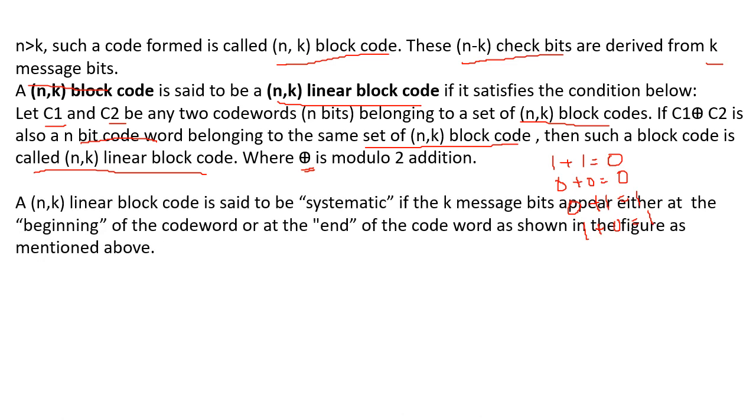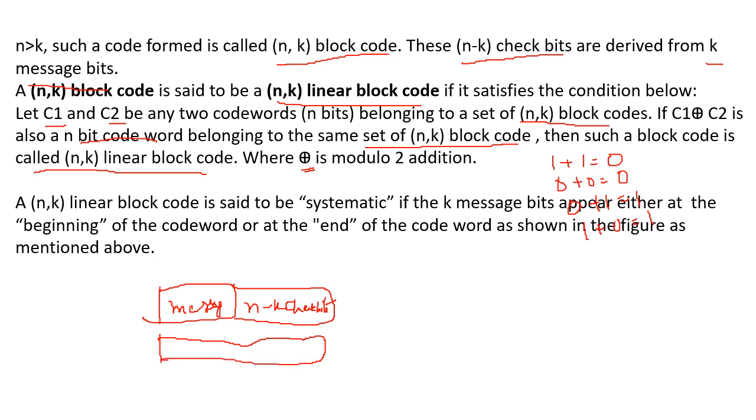An (n, k) linear block code is said to be systematic if the k bits of message appear either at the beginning of the code word or at the end of the code word, as shown in the figure above. That is, you might have the message first and then the n minus k check bits. This is one way of representing a systematic code word. Or you might have the n minus k check bits first and then the message. This type of code word is called a systematic code word.